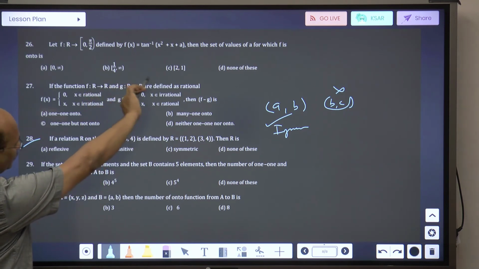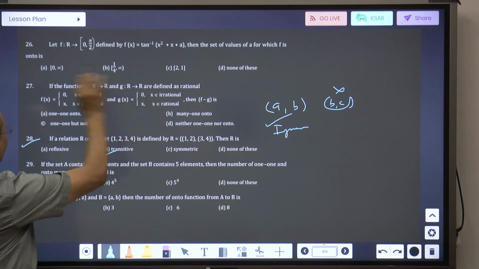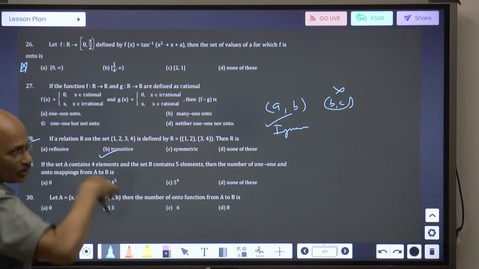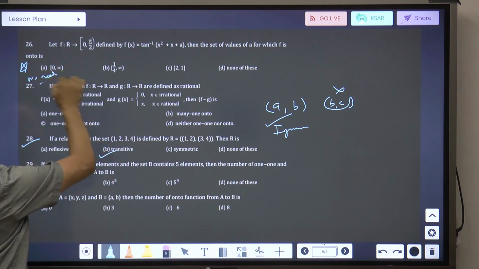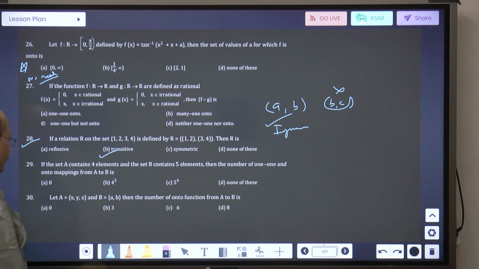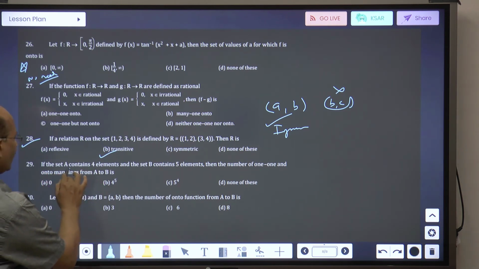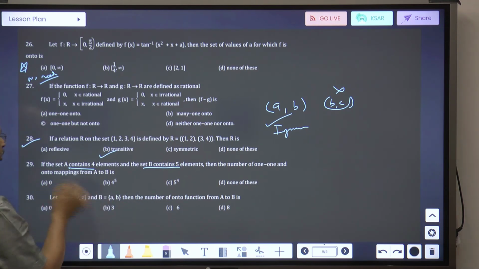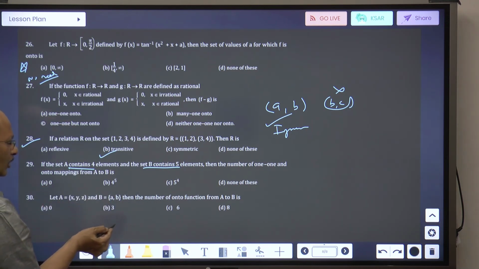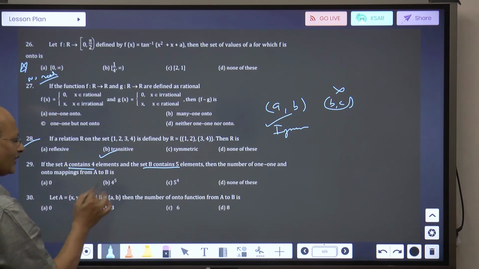Then this you know already how to do it. This is also simple question, tan inverse x plus A. If you try it out, because I think there is no need to do it. Okay. Then this A contains 4 elements, B contains 5 elements. The number of 1, 1 and on 2 mappings is what? Number of 1, 1 on 2.